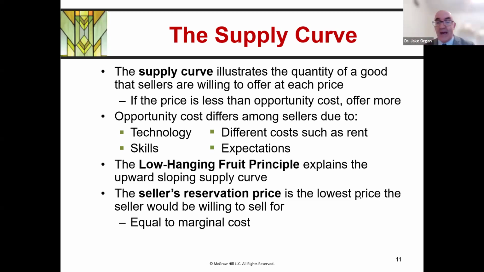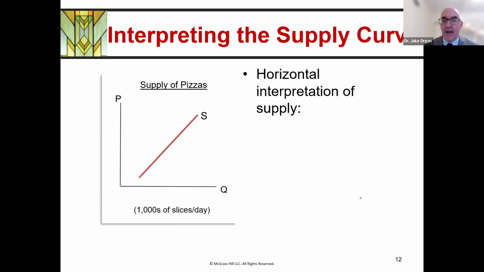More people are going to go into that business, and the seller's reservation price is the lowest price the seller will be willing to sell for. It's equal to the marginal cost. It's the cost of bringing that next unit to market.